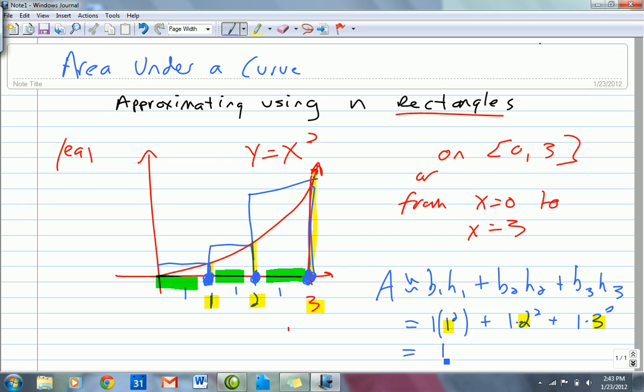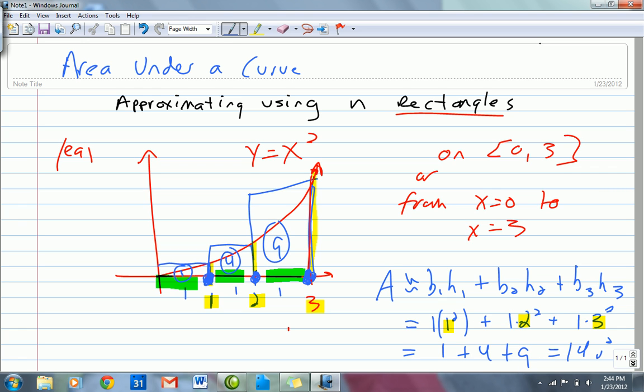And so I'm going to get the area of my first rectangle, which is 1 times 2 squared, which is the height here, that's 4. Gives me an area of 4. And then 1 times 3 squared, which is the height here, which is 9. 1 plus 4 plus 9, there's 14 square units.